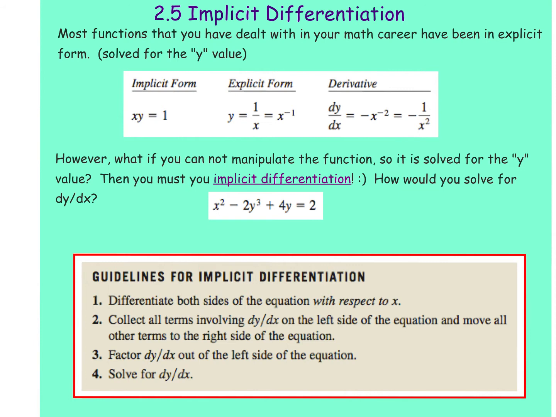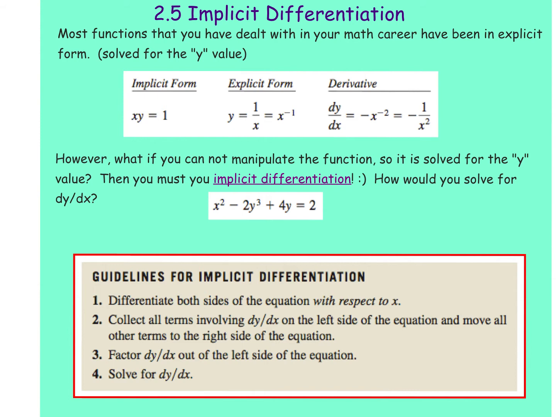We know how to do that by the power rule. That one was actually on your last quiz, all right? But what happens when I have something like this? I get x squared minus 2y cubed plus 4y equals 2. Solve for y. Can you solve for y? No. So does that mean we can't do it? No. We have other ways to do it, and that's when we're going to use implicit differentiation.